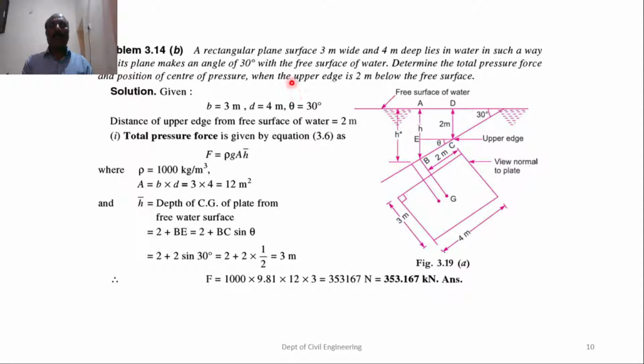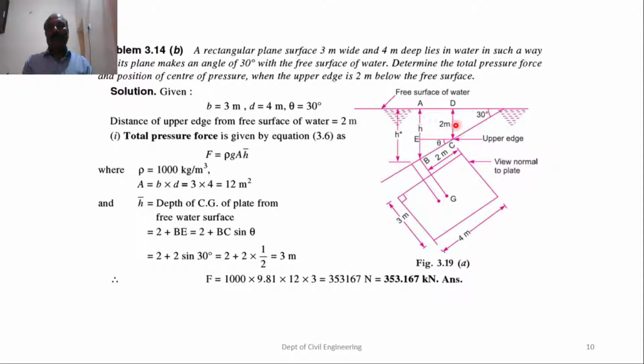Now the next example: a rectangular plane surface 3 meter wide and 4 meter deep lies in the water in such a way that its plane makes an angle of 30 degree with the free surface of the water. Determine the total pressure force and position of the center of pressure when the upper edge is 2 meter below the free surface. This is same as the earlier example. Only the depth of the water and size are changed.